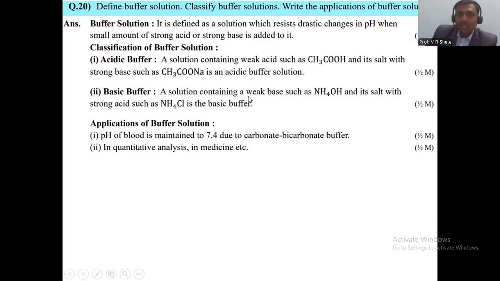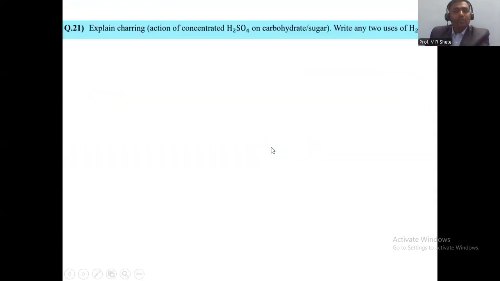A solution containing a weak base like ammonium hydroxide with its strong acid salt like HCl salt will form ammonium chloride salt. And what are the applications? Buffer solution is very important in our day-to-day life. The pH of blood is maintained at 7.4 due to the carbonate-bicarbonate buffer. In qualitative analysis or in medicines, buffer solution can be used.